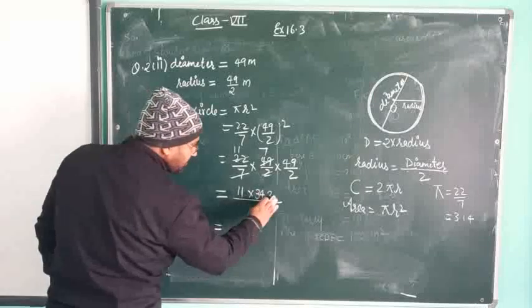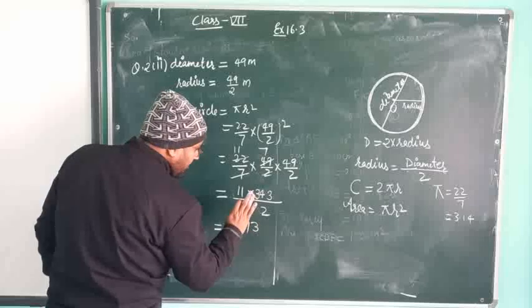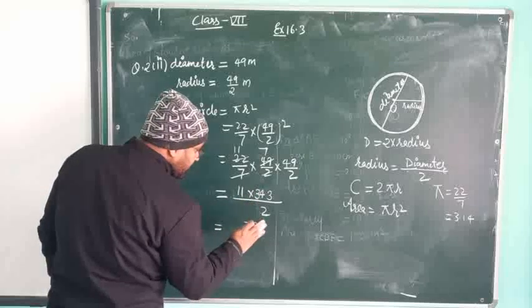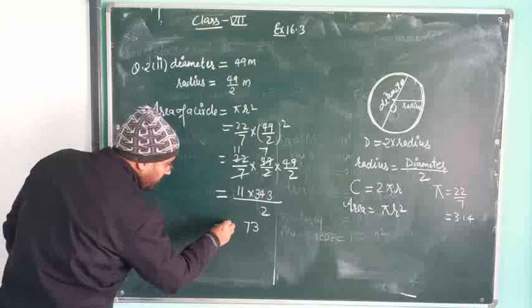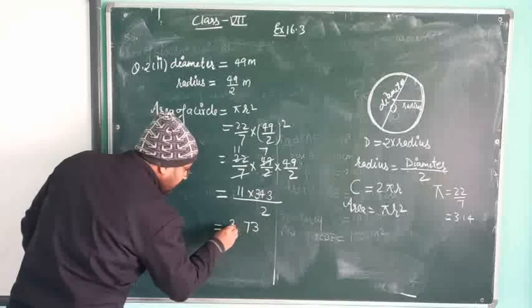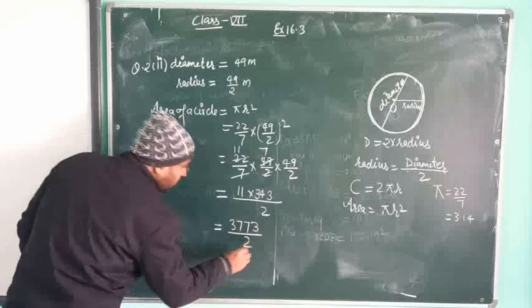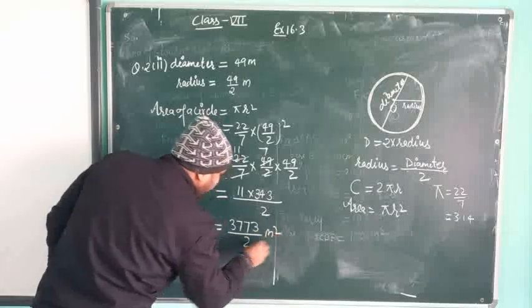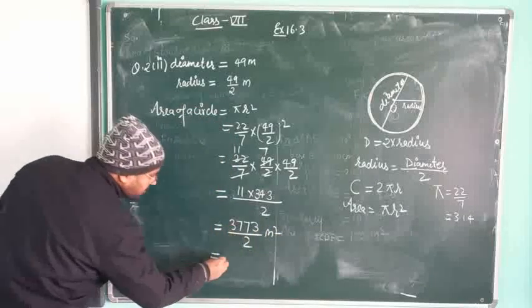11 3s are 33, 3 is carry. 11 4s are 44 plus 3 is 47, 4 is carry. 11 3s are 33 and 4 is 37. 3773 upon 2 meter square is our area, or you can change it to the decimal also.